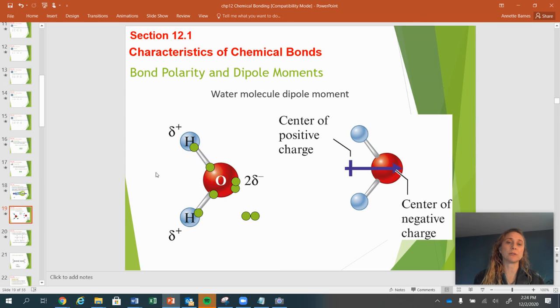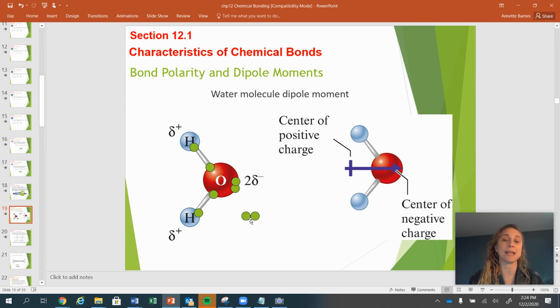The difference in electronegativity of hydrogen and oxygen: hydrogen's like 2.1, oxygen is 3.5. So let's give it a 1.4. It's not an ionic compound, but it is an uneven electron sharing, right? It's a polar covalent compound. I'm saying this is going to be a polar compound because there's an asymmetry to it. So you can put an arrow towards the negative charge, and that's towards the oxygen.